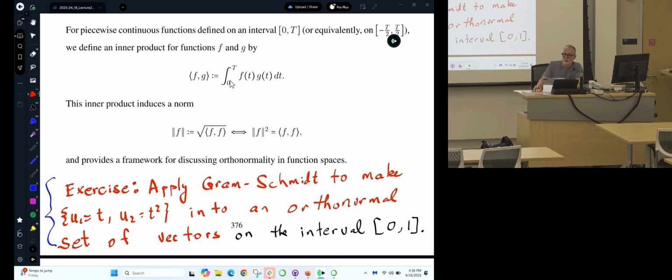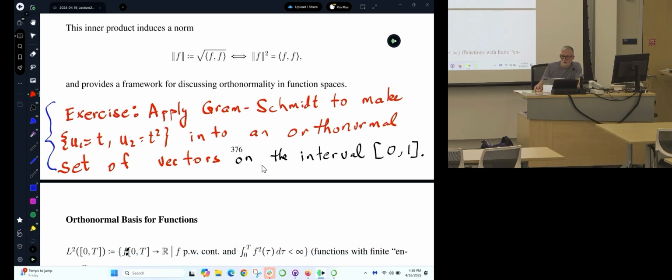And since you have an inner product, you can define the length of a vector, the norm. We use the square root of the inner product of a vector with itself to get its norm in Rn, or the norm squared is the dot product of the vector with itself, and you do the same thing here. So what I'd like to suggest as an exercise is that we apply Gram-Schmidt to the functions t and t squared defined on the interval 0, 1. Let's try to turn that into an orthonormal set of vectors.